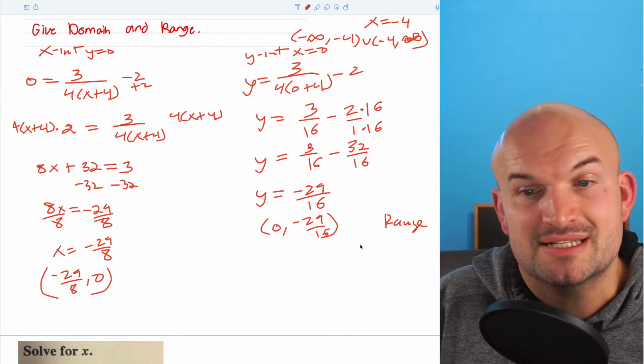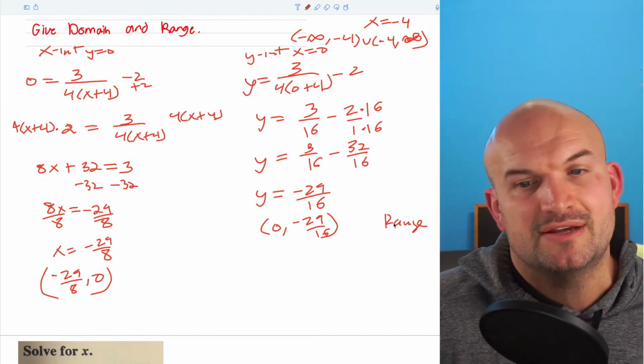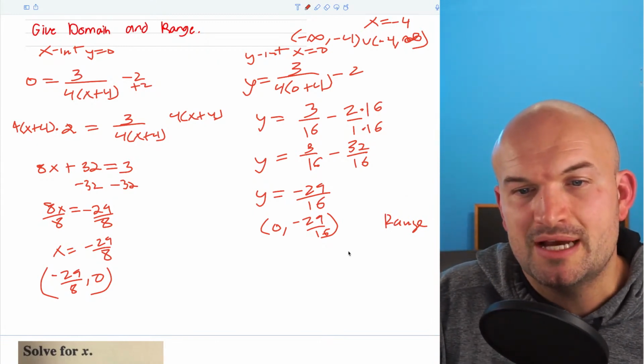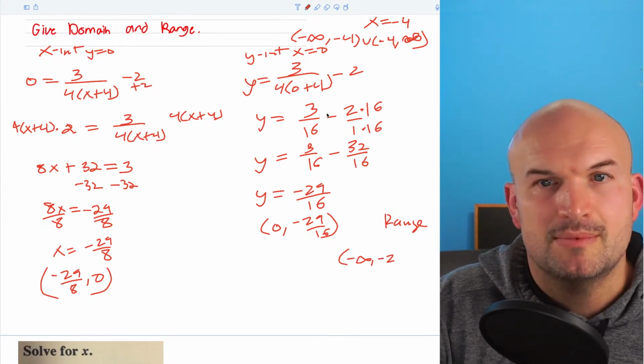So it's going to be all real numbers except for negative 2 because the horizontal asymptote was at 0, but it got shifted down 2. So my range here is going to be negative infinity to negative 2. What am I doing right there? Come on.